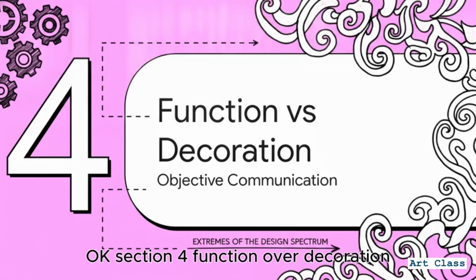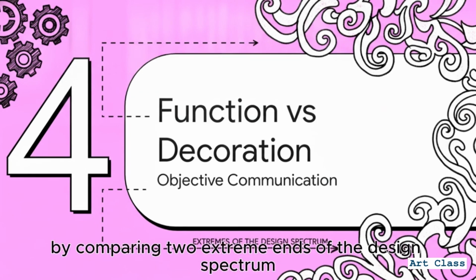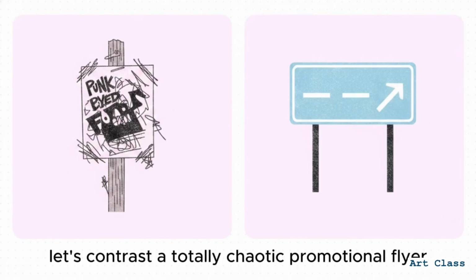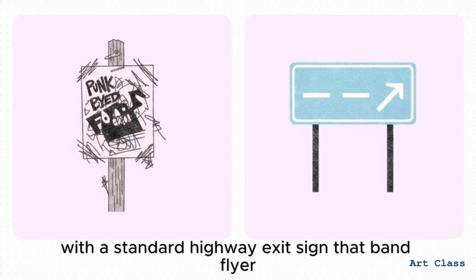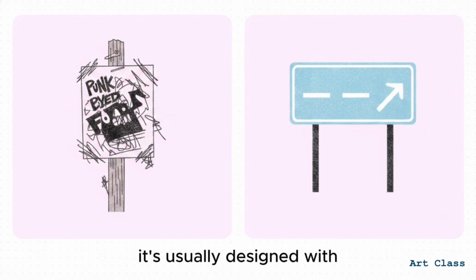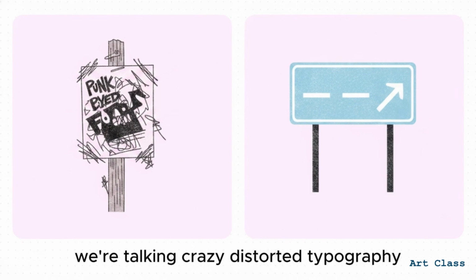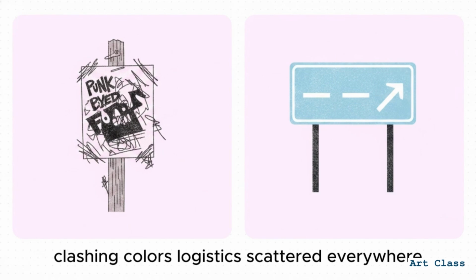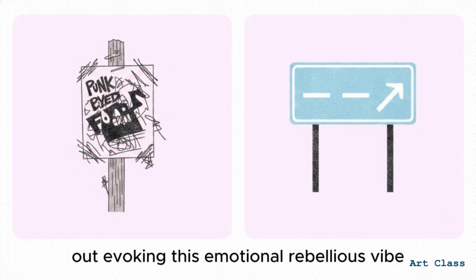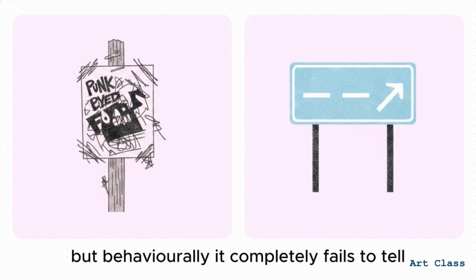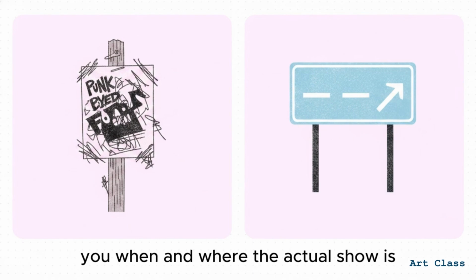Okay, Section 4, Function over Decoration. Now we're going to look at how all these principles actually show up in the real world by comparing two extreme ends of the design spectrum. Let's contrast a totally chaotic promotional flyer for a local underground band, the kind stapled to a telephone pole, with a standard highway exit sign. That band flyer? It's usually designed with the purest blank canvas mentality. We're talking crazy distorted typography, clashing colors, logistics scattered everywhere. Viscerally, sure, it might succeed at evoking this emotional, rebellious vibe, but behaviorally, it completely fails to tell you when and where the actual show is.